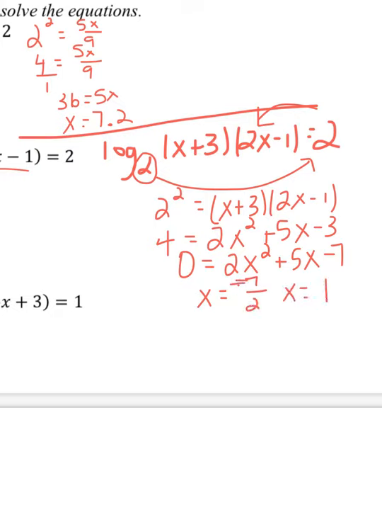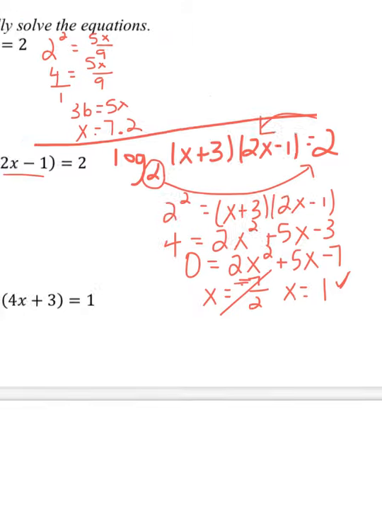You have to plug these back in and check them. Remember, to change the base of a logarithm, you can press alpha and then window 5, and that lets you change the base. When you plug in and check negative 7 over 2, that does not work. However, 1 does. Okay? And then the last one, number 9.